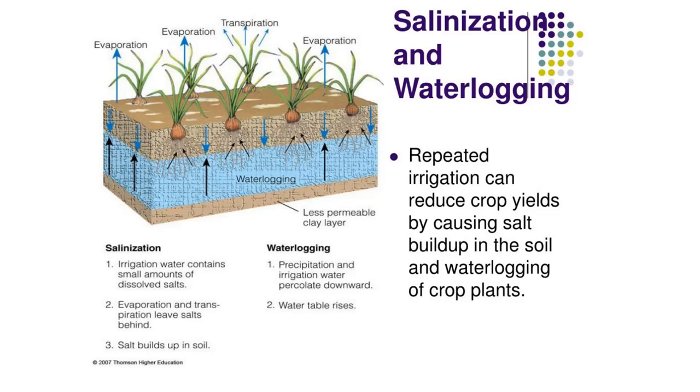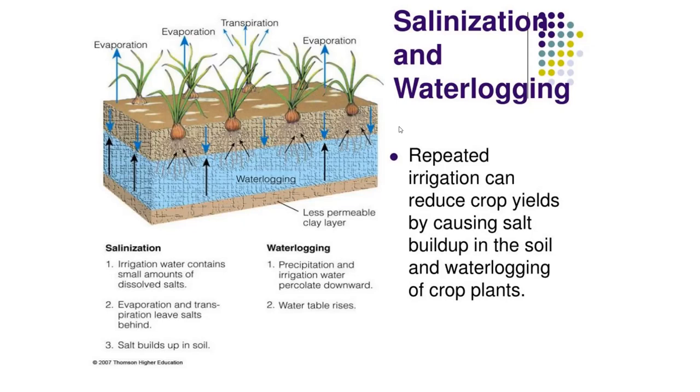With this, irrigation can also often cause two problems. The first one is waterlogging. Essentially that is just adding way too much water. It's going to clog up the soil, and that's going to prevent the roots, and the plant, from getting enough oxygen. So it's not going to be able to thrive or survive in that sense.